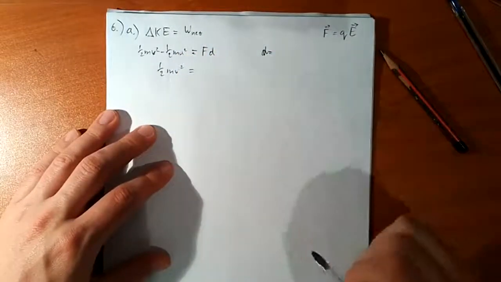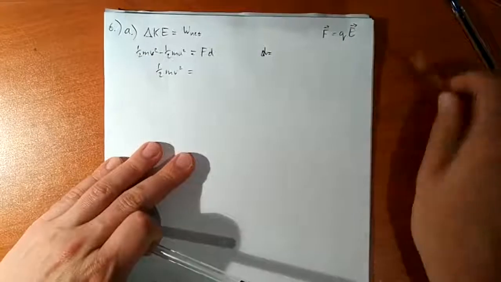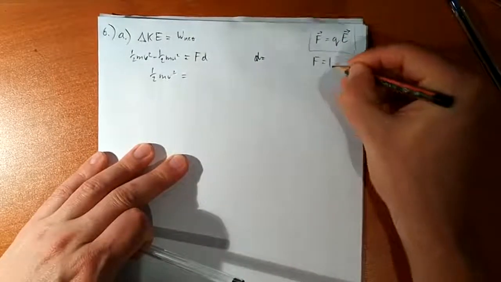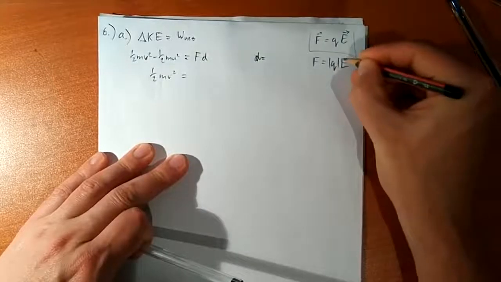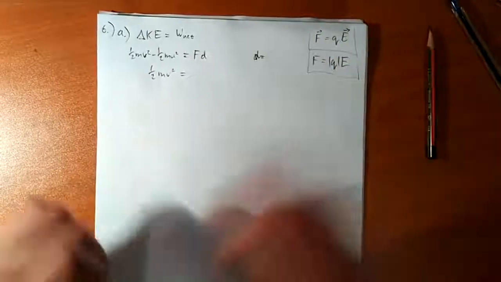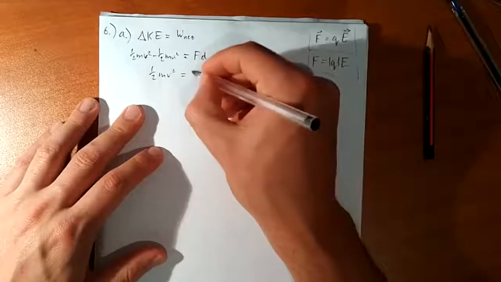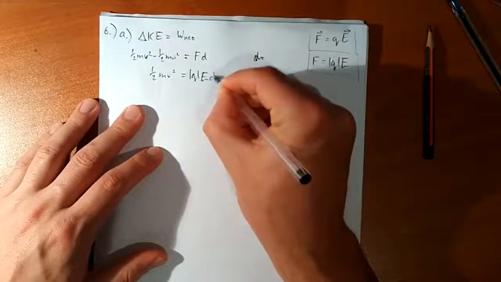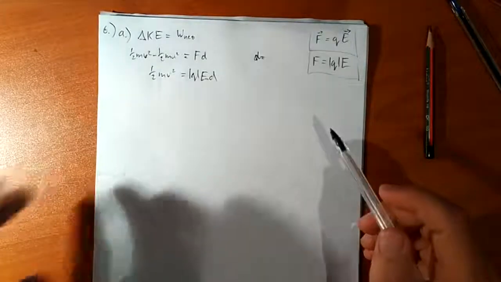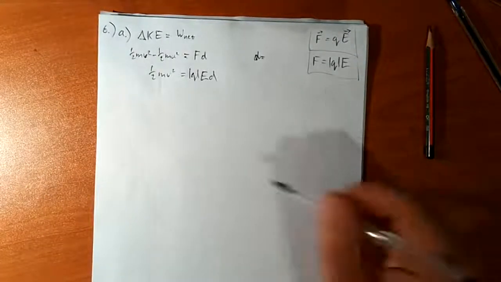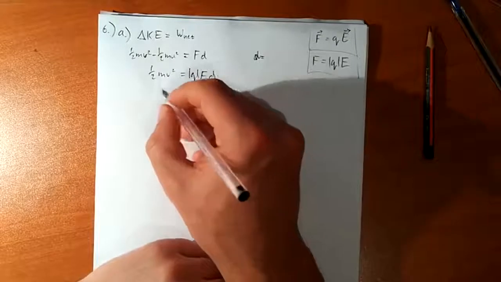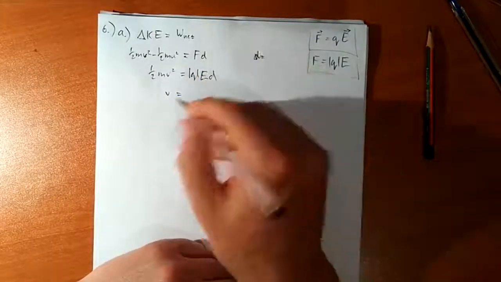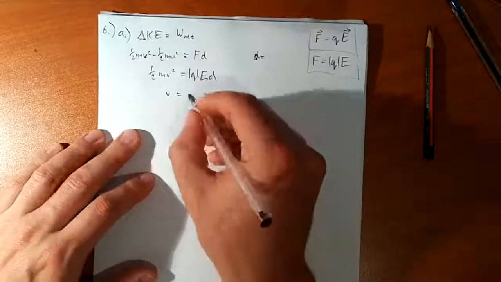And what is the force? From the definition of electric field, the force magnitude is the absolute value of q times the magnitude of E, as we discussed in class. So this is the absolute value of q times E d. And what is it that I'm interested in? I'm interested in the final velocity that it exits the hole with, so that is v equal to, now this is just a matter of getting v by itself.